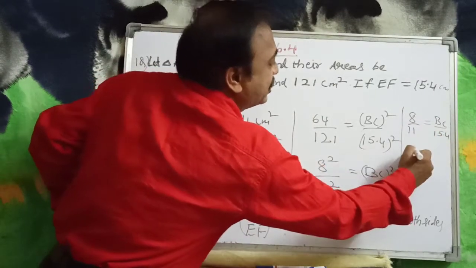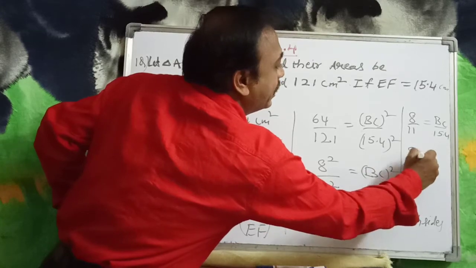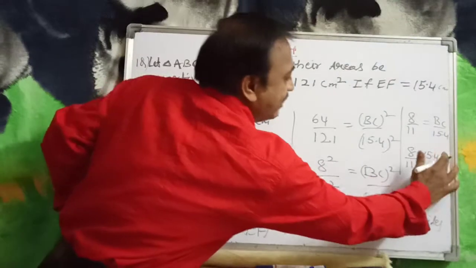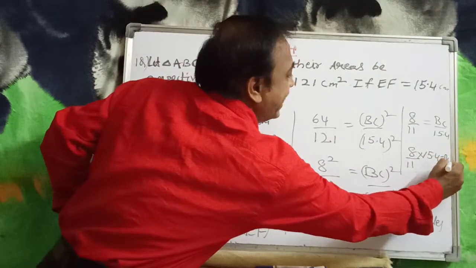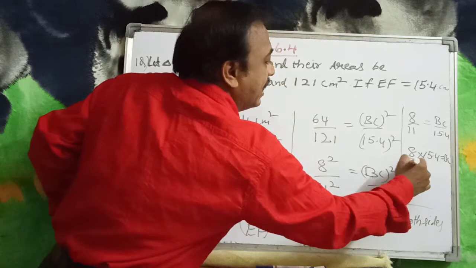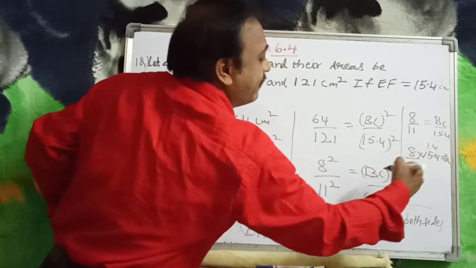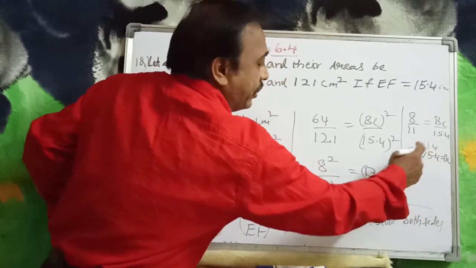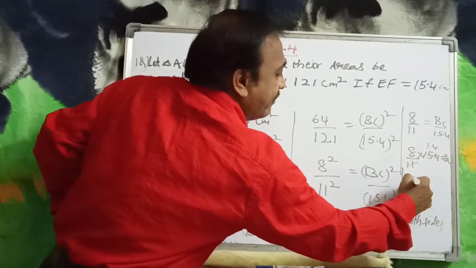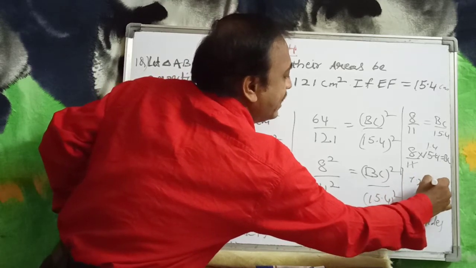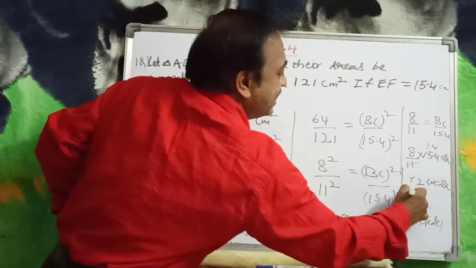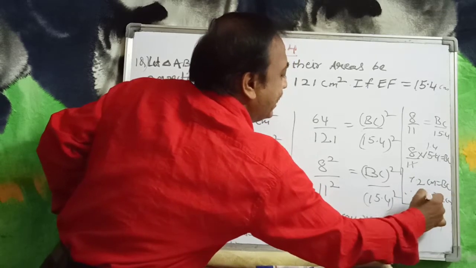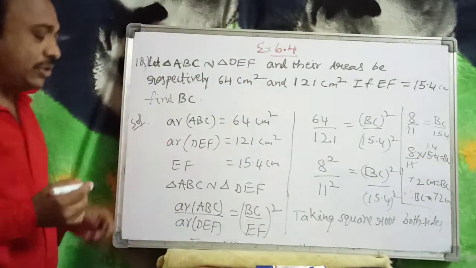Then cross multiplication: you will get 8 by 11 into 15.4. If you transpose 15.4 to this side, you will get the value of BC. Then 11 ones are 11, 11 fours are 44, so 8 into 1.4 is equal to BC, which is 11.2... therefore BC is equal to 7.2 centimeters.